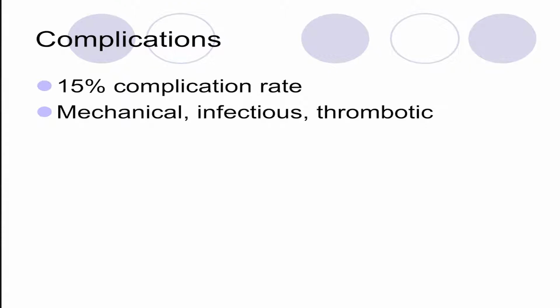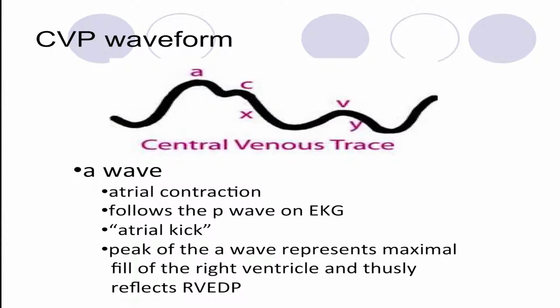Complications. The reason that we're careful about placing central lines is overall there's a 15% complication rate. So that includes mechanical complications: putting it in, sticking a carotid artery, putting in an IJ, or dropping a lung while you're putting in a subclavian. Also infectious. A lot of things we're doing now for line management have improved that, but it's still a high infection rate to lines, and thrombotic events.